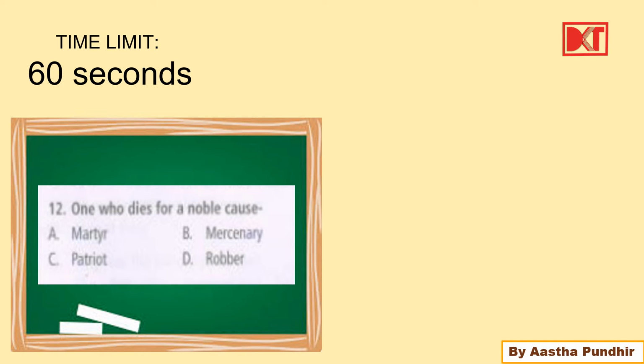Alright, so the next one, word substitution. The sentence is: one who dies for a noble cause. Here the options are A. Martyr, B. Mercenary, C. Patriot, D. Robber. The correct answer is A. Martyr, person who dies for a noble cause.